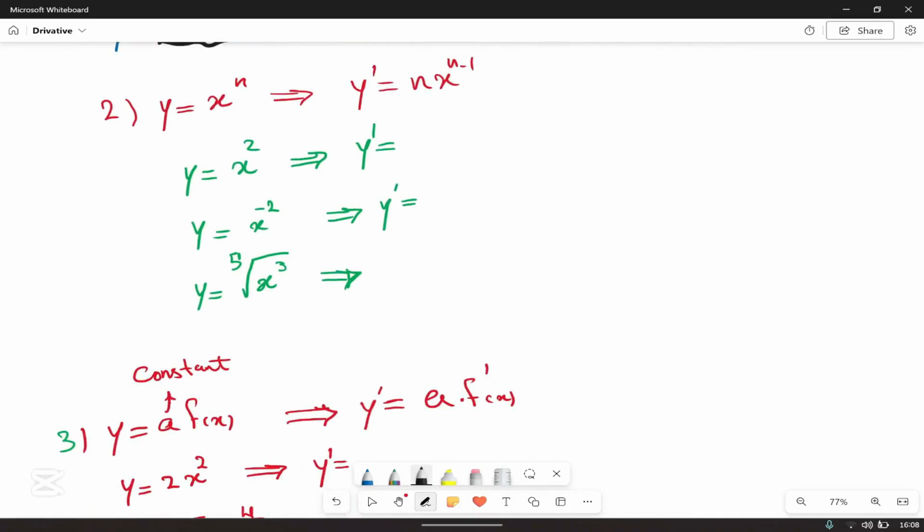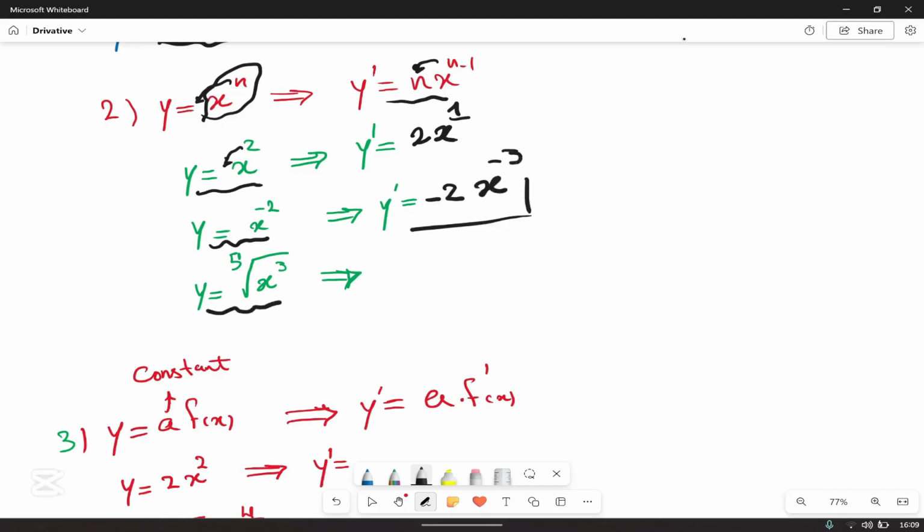What about the second one? If your function is x power n, the derivative is n x power n minus 1. What happened? The power came down as a coefficient and your power is reduced by 1. For example, here y equals x power 2, the derivative is 2x power 1 because the power came down as a coefficient. And another example, yes, minus 2x, tell me, yeah, minus 3. What about these guys? Do you have any idea?